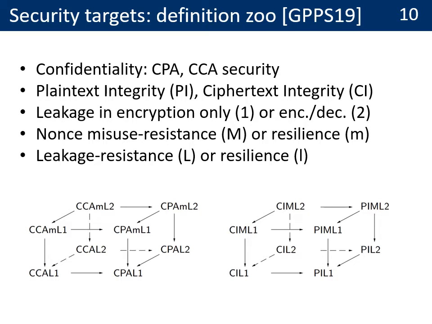By resistance, we mean that we aim to maintain the security guarantees even in the presence of nonce misuse or leakage. By resilience, we mean that the security guarantees vanish in the presence of nonce misuse or leakage, but they are restored as soon as nonce misuse or leakage are removed from the adversary's capabilities. The result of all these options is represented by the two cubes at the bottom of the slides. They represent all the composite definitions that we can have.